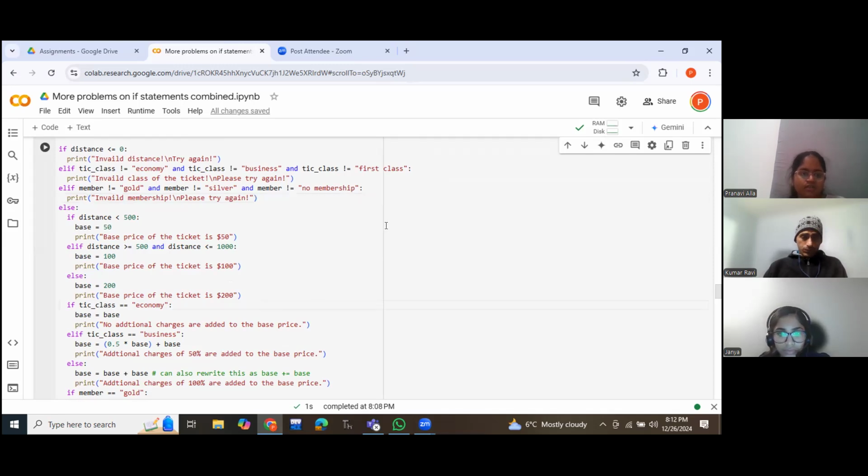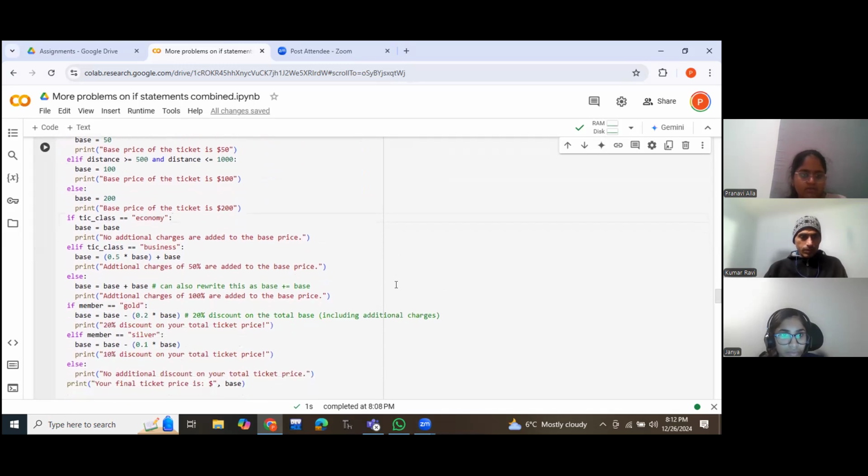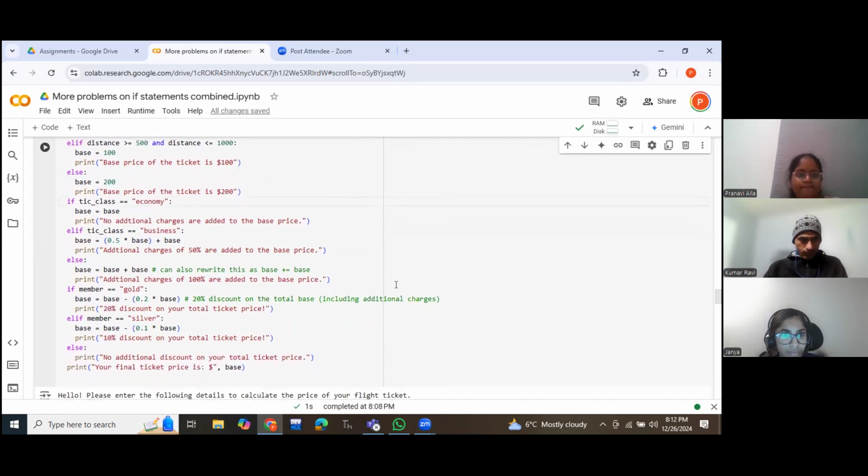Now this is if ticket class is economy, base price; otherwise business is equal to 0.5. Okay. 50% of that you are taking, then 100% you have taken. Gold, then again, okay, good idea. It's good. Now it is silver. Okay, 20% discount you have given, then 10%, then no discount.